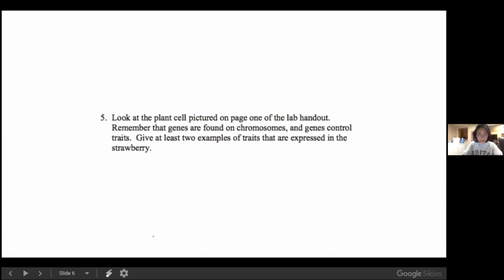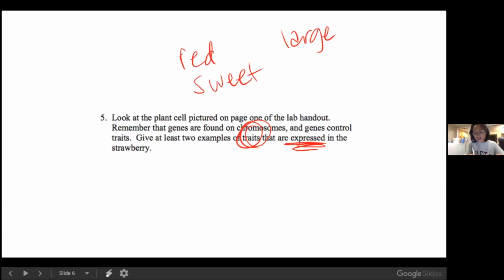Now, let's give ourselves two examples of traits that are expressed in this strawberry. There are a lot of different genes and a lot of different chromosomes, but each organism has specific traits. So for example, our strawberries are red. They were sweet. They were fairly large, and they were definitely juicy. Those are just some examples of traits or characteristics that I can easily say about my strawberry.